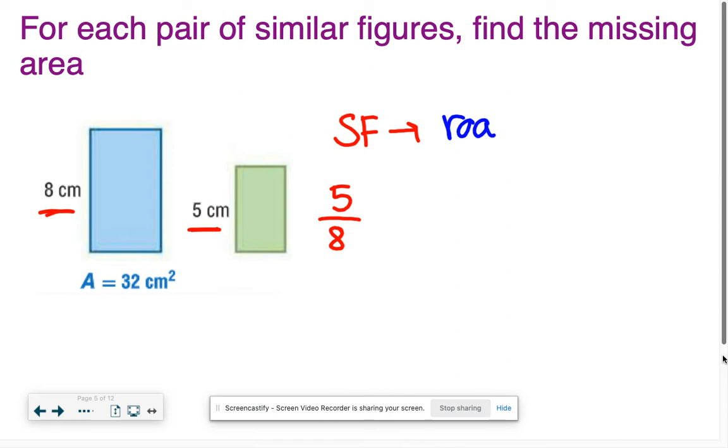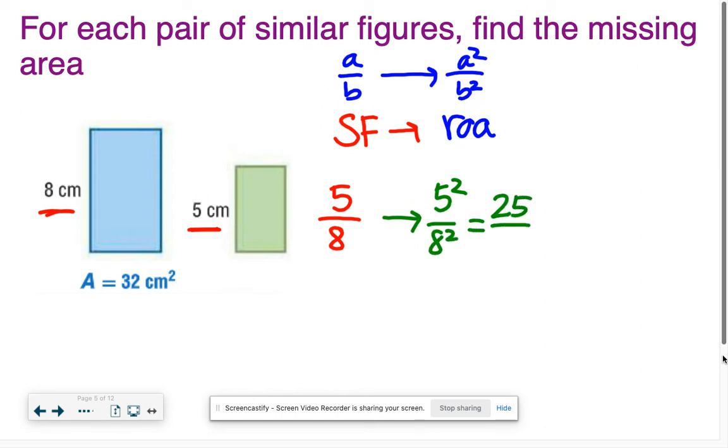So we just learned that the ratio of your areas is a squared to b squared. Well, we already know our scale factor right here is a to b, and I want to get to a squared to b squared. So easy enough, kids. All we have to do is square both of those. And that's the ratio of our area. So 5 squared is 25, and 8 squared is 64.